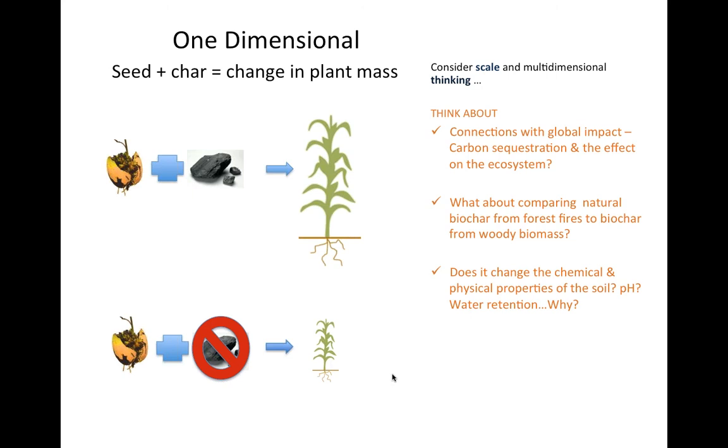If we're going to look at this with multidimensional or hierarchical thinking, some questions you might want to ask yourself are, what are the connections or global impact of carbon and sequestration of carbon and the effects it has on ecosystems? What do we learn from this biochar experiment and the effect it might have on larger scale phenomena? What about comparing natural biochar, say, from forest to the biochar from woody biomass? They're not quite the same. Maybe there's a difference there. Is this a proper comparison to make? And what aspects of biochar change the physical or chemical properties of soil, like water retention? What are some mechanisms that could explain differences in plant growth, which I know some of the preliminary work demonstrated? So this is an example of how you might apply this multidimensional or hierarchical thinking in addressing the question that was raised with regard to biochar.